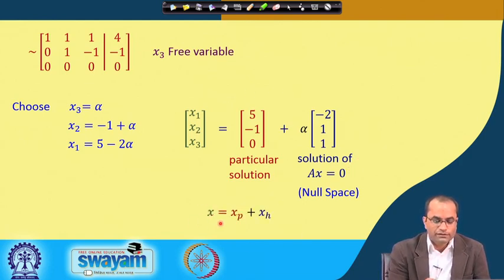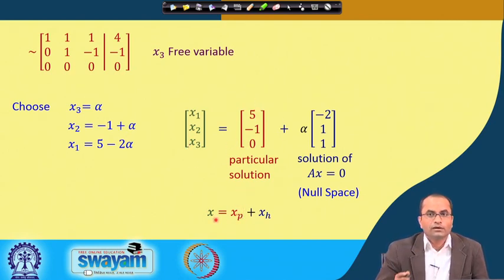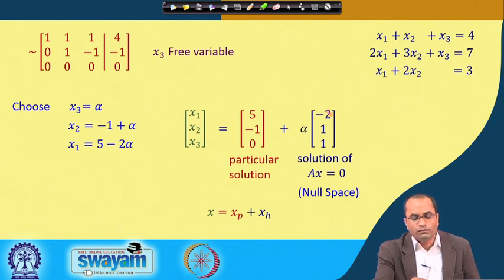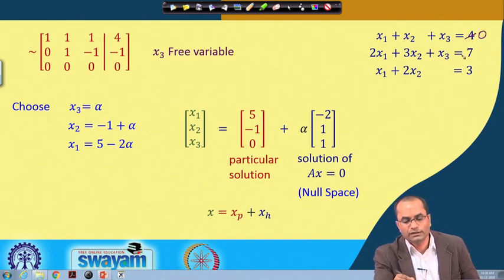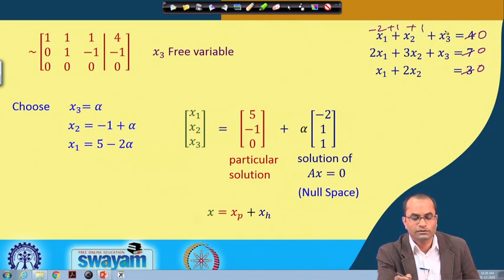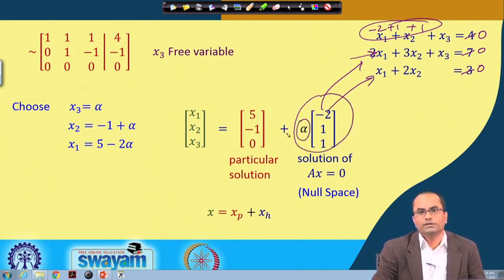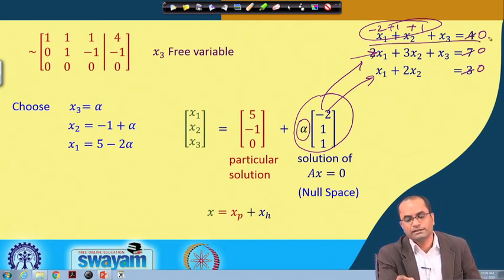So, always we can write our x as xp, one particular solution of the given system, plus the solution of the homogeneous system, when we set the right hand side to 0. One can easily check that this minus 2 1 1 actually satisfies the homogeneous system, that means right hand side 0. So, it will satisfy all these 3 equations, and any number we can multiply to this. It will not affect because the right hand side is 0.